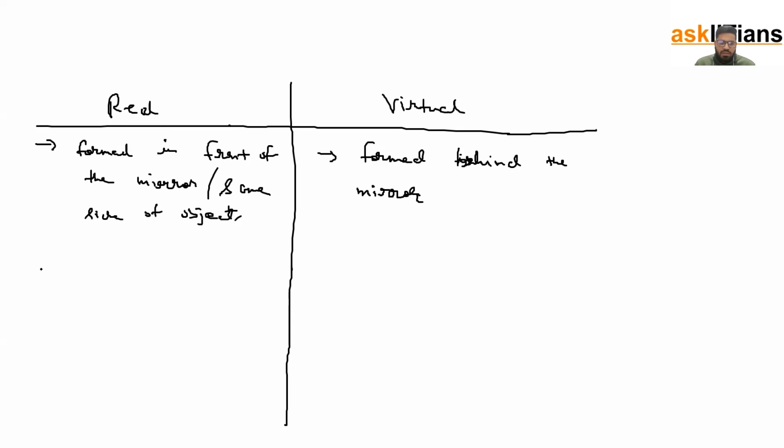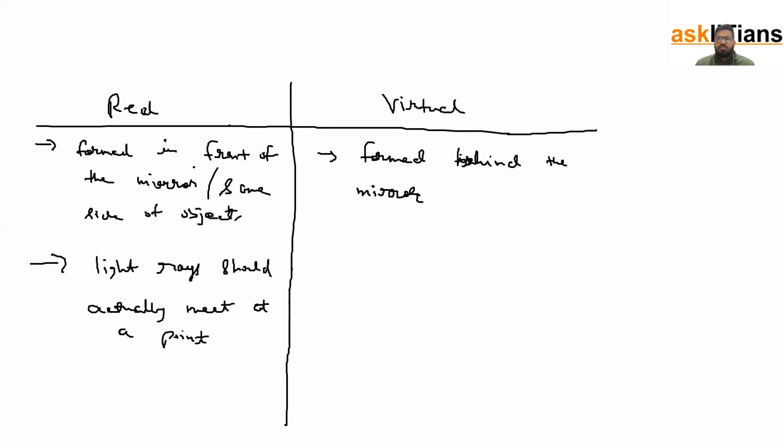Okay. So another thing between real and virtual image is that for a real image, light rays should actually meet at a point. That is because the image is formed when the light rays actually meet each other. There can be a case where light rays after reflection look like this. This is one light ray, this is another light ray, and they are meeting at a point P. So the image is formed at P. This image, which is formed by actual intersection of light rays, is known as a real image.